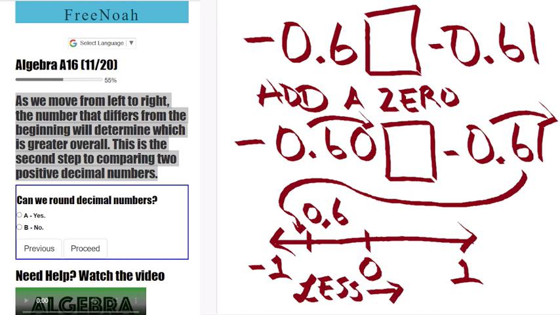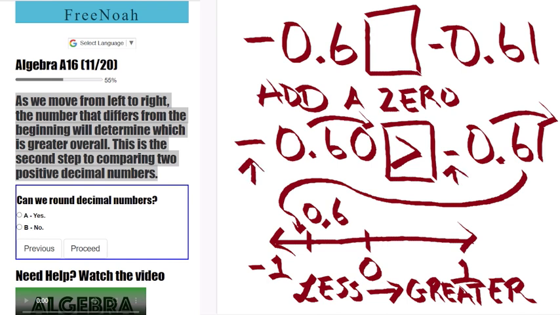Now we read the number line from less to greater as we move left to right. So we can ultimately state that negative 6/10 is greater than negative 61 hundredths.